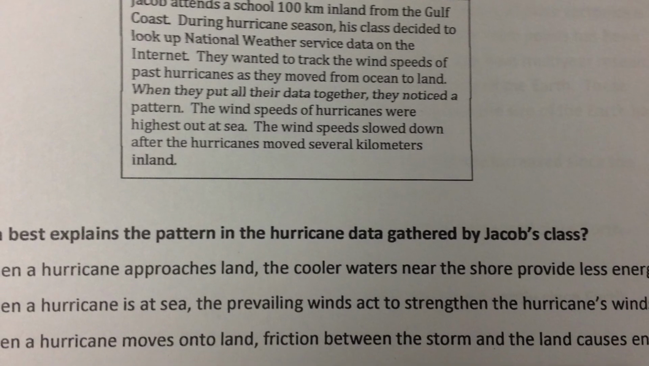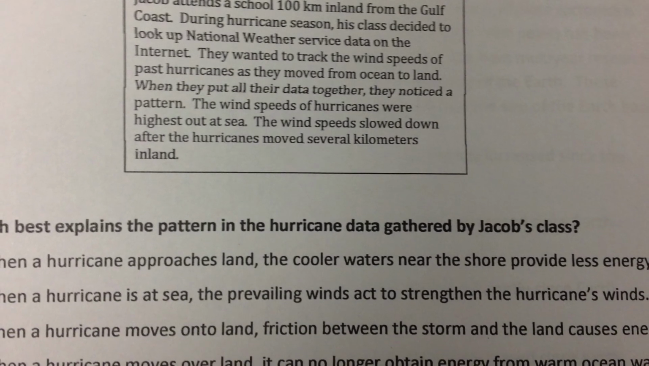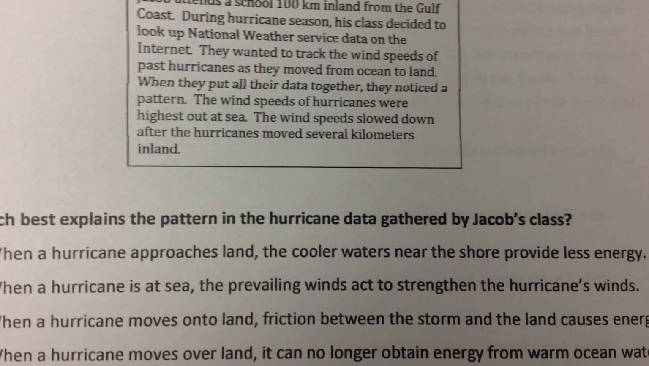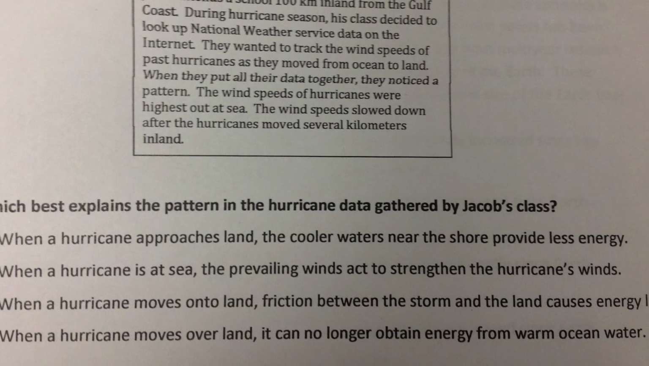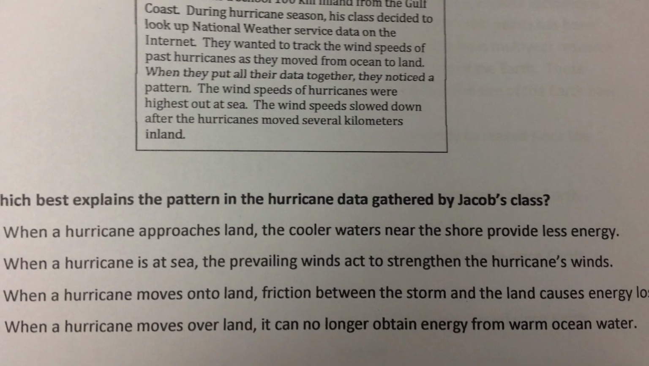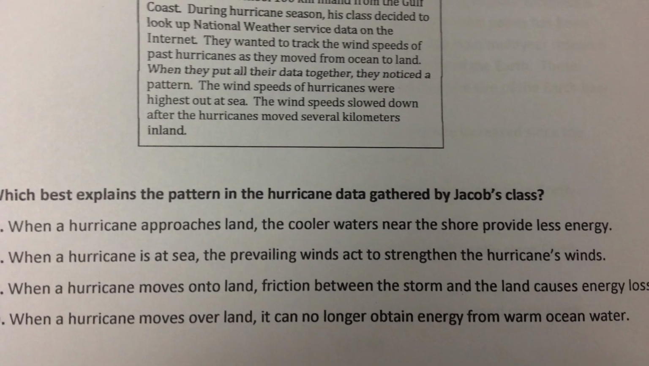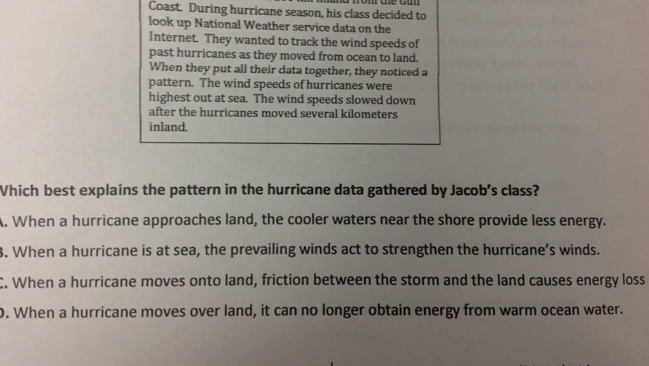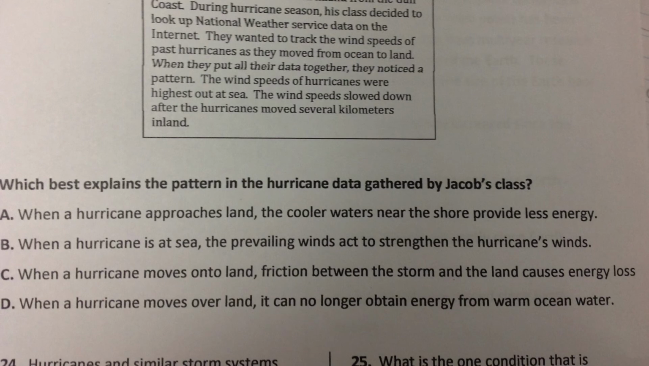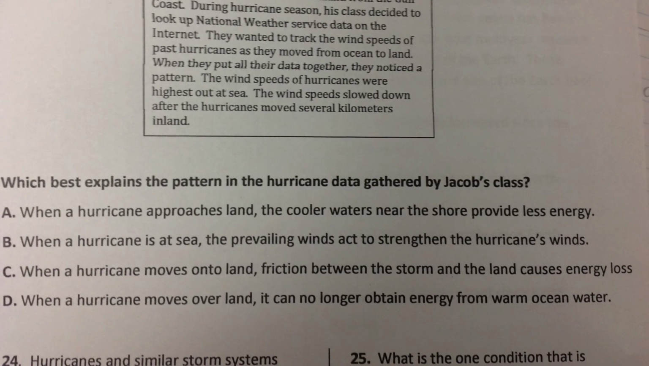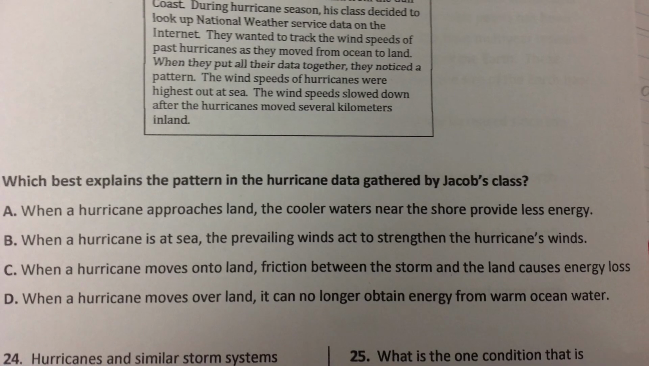A. When a hurricane approaches land, the cooler waters near the shore provide less energy. B. When a hurricane is at sea, the prevailing winds act to strengthen the hurricane's winds. C. When a hurricane moves onto land, friction between the storm and the land causes energy loss. Or D. When a hurricane moves over land, it can no longer obtain energy from the warm ocean water.